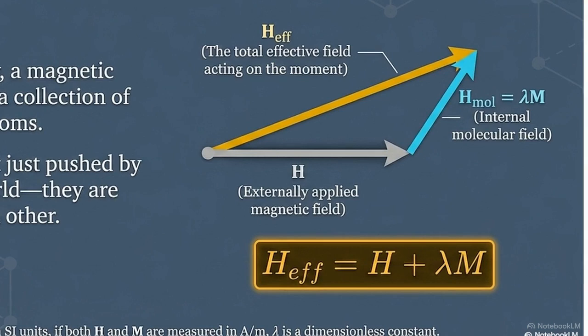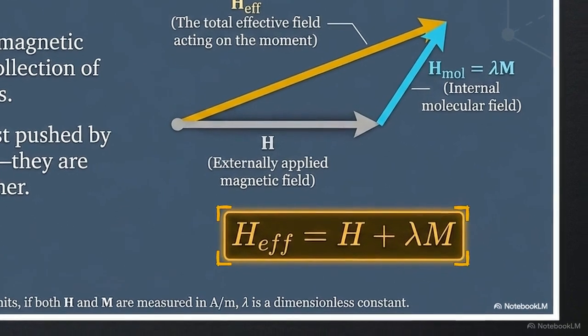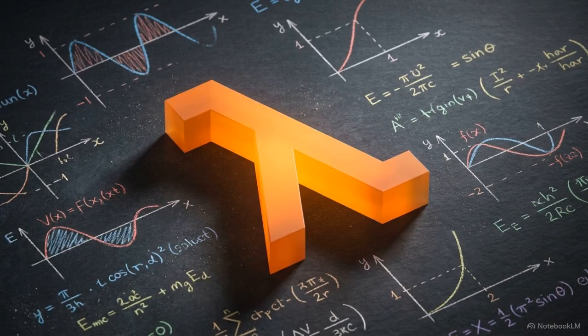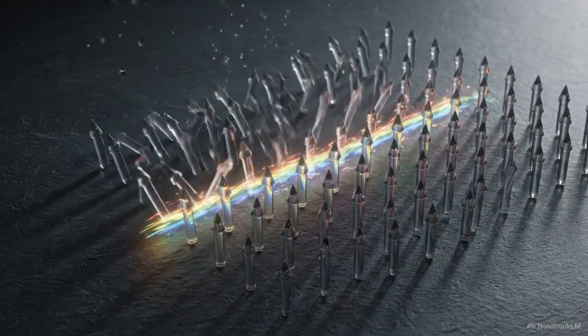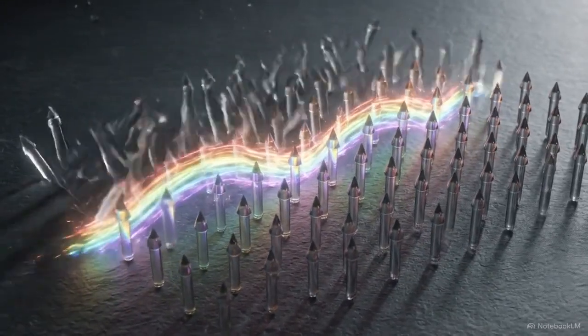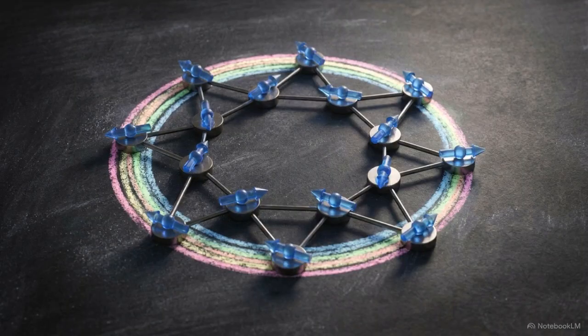Weiss proposed a crucial theoretical leap to calculate this value. He asserted that this internal molecular field is strictly proportional to the material's bulk macroscopic magnetization, M. This results in the equation H effective equals H plus lambda M. That proportionality factor, lambda, is the molecular field constant. Lambda serves as a direct macroscopic measure of feedback. It quantifies exactly how strongly a material's own magnetization acts back on its constituent atomic moments to force them into alignment. The equation for the molecular field establishes a cyclical, positive feedback mechanism operating within the atomic lattice.